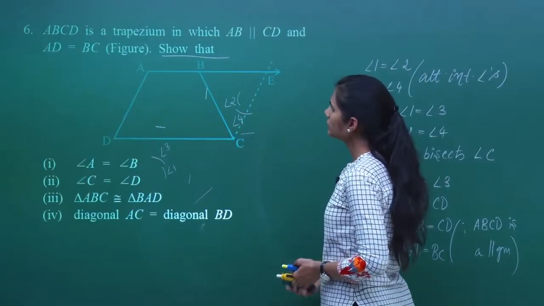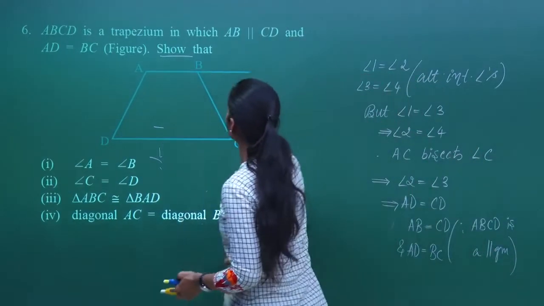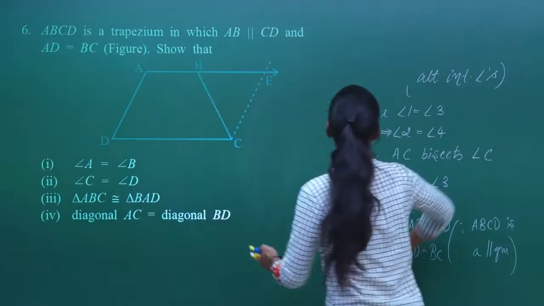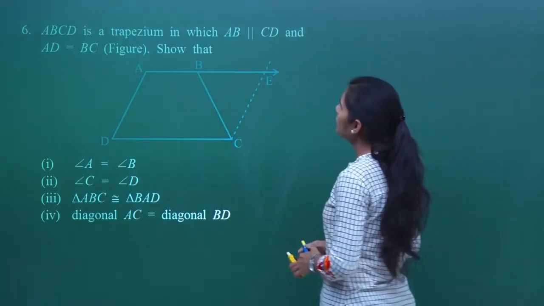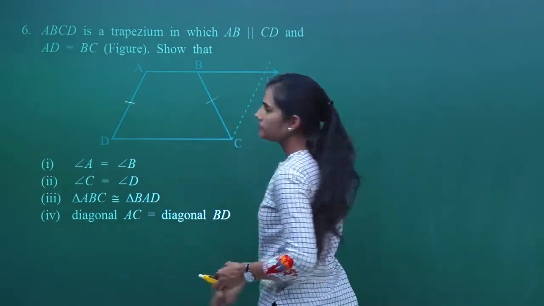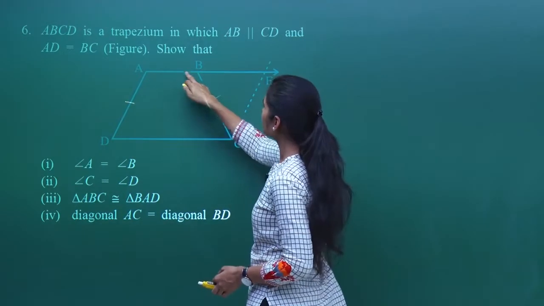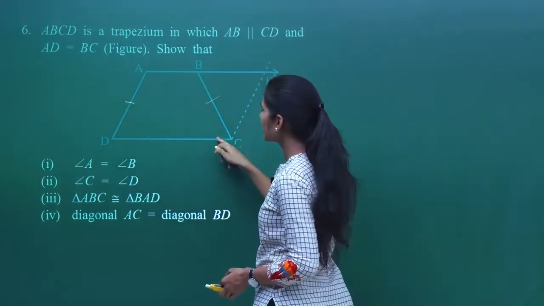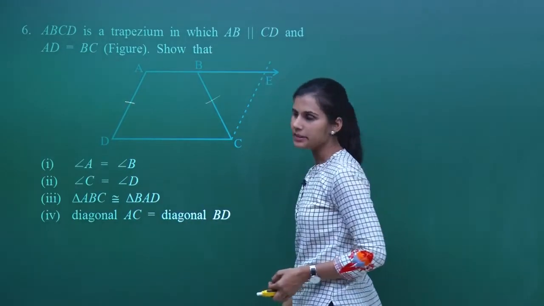Next question. This is a trapezium in which AB is parallel to CD. Okay. So it's already given to us that AB is parallel to CD, and we are also having that AD's measure is same as BC's measure. Show these things. I have to show angle at A is same as angle at B, angle at D is same as angle at C. These two triangles are congruent, diagonal AC is same as diagonal BD.